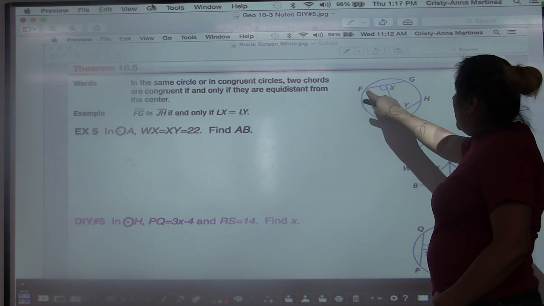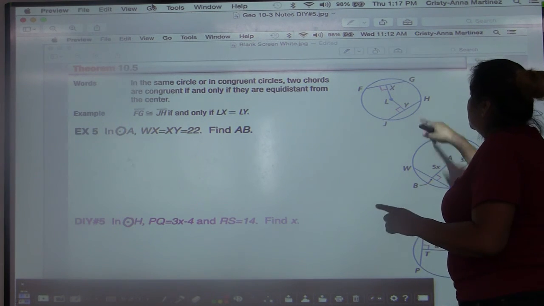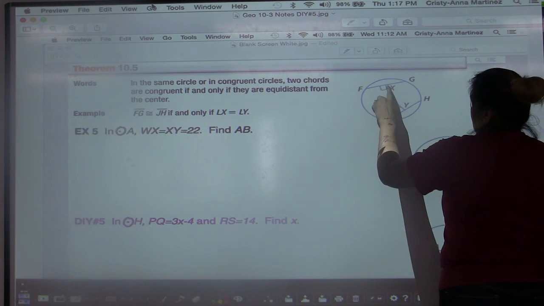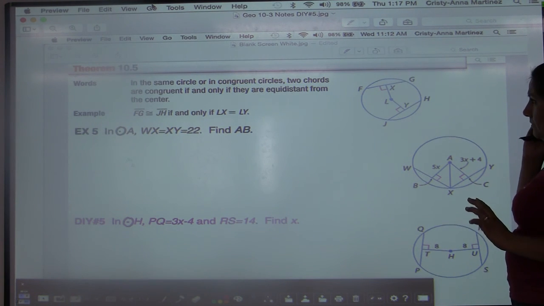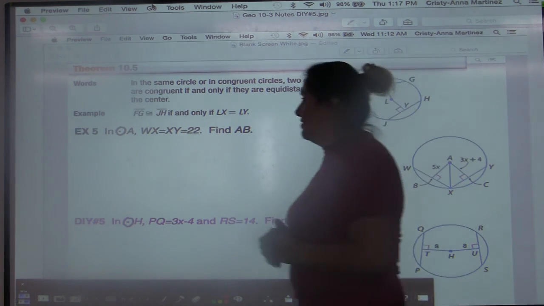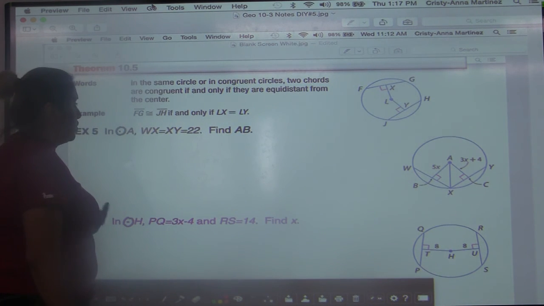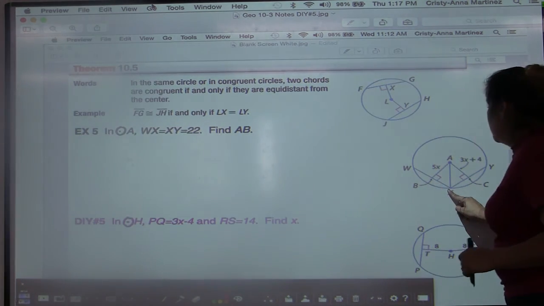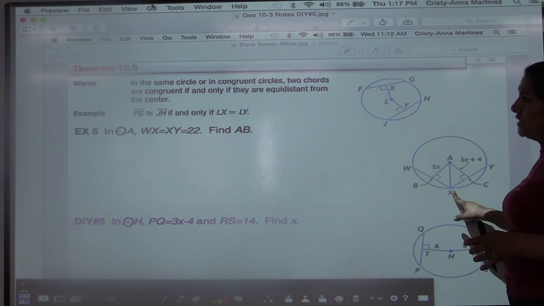So the chord FG is congruent to the chord JH if and only if the distance from L to Y is the same as the distance from L to X. And that distance has to be a perpendicular distance, just in case that wasn't clear. So that's our theorem, and we're going to use that theorem in example 5. It says in circle A, WX equals XY, which equals 22. So if you look at the diagram, WX equals XY. WX is a chord, and XY is a chord, and they're both 22 inches or 22 units long.